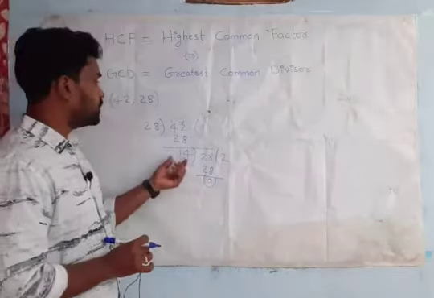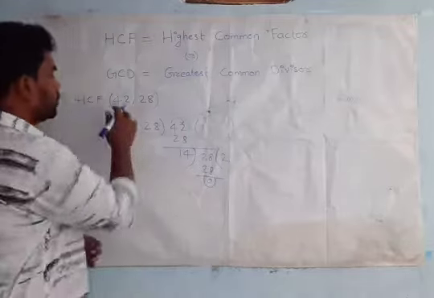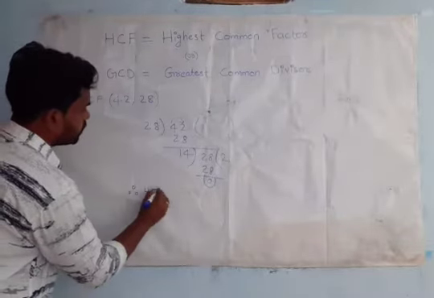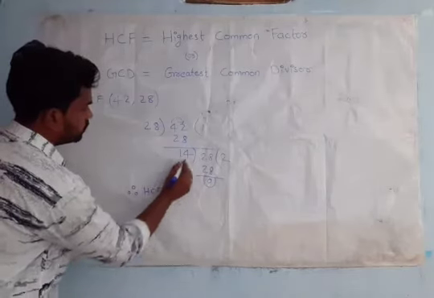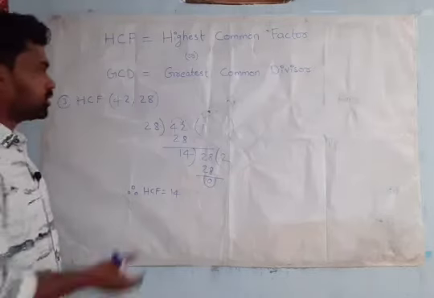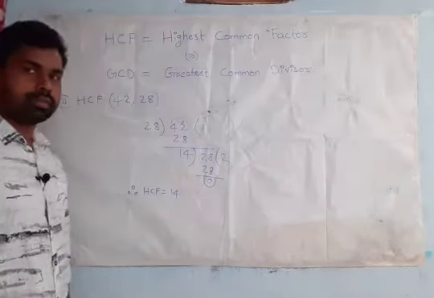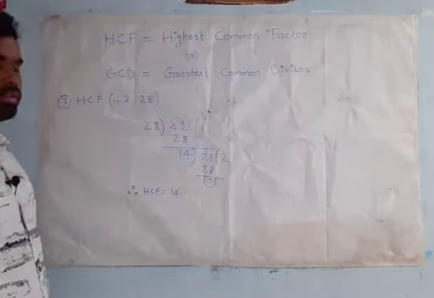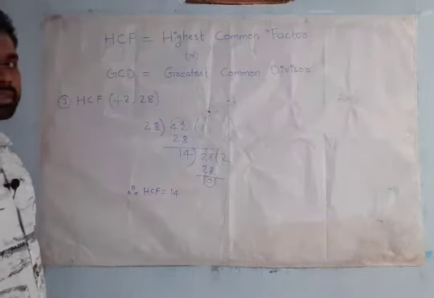The divisor will be the HCF for the given numbers. Therefore, HCF equals 14. Over. Finish. Easy, no? Very easy. Instead of that method, you can follow this method for finding the HCF.